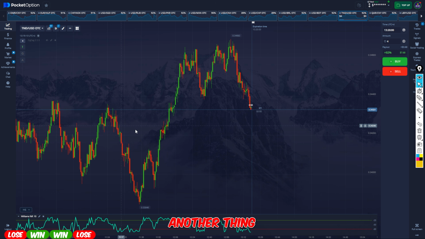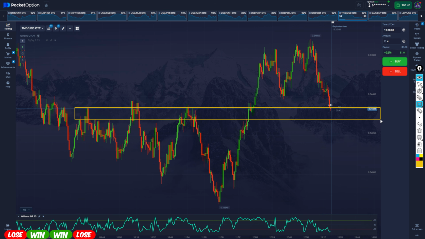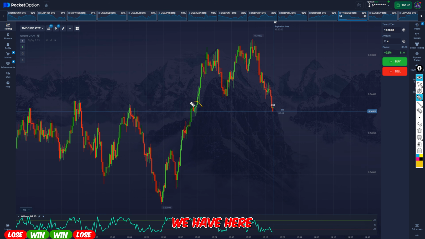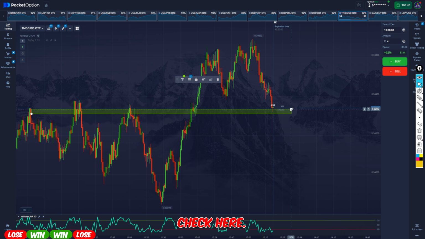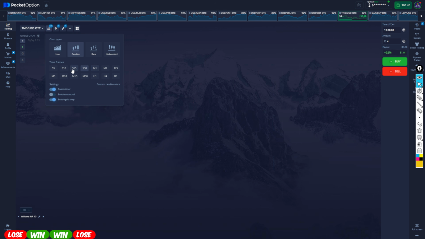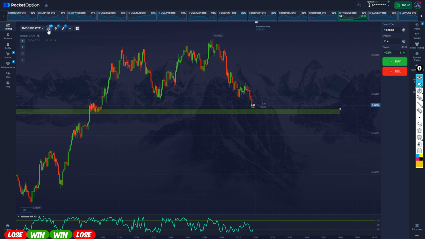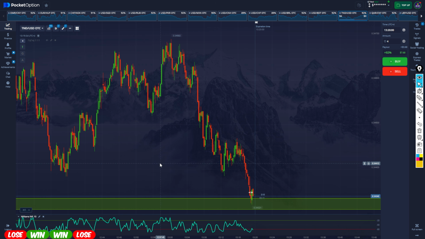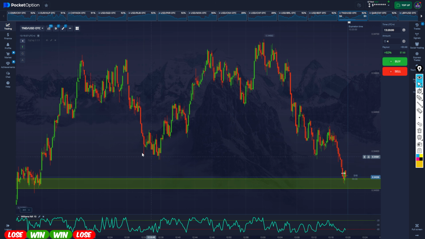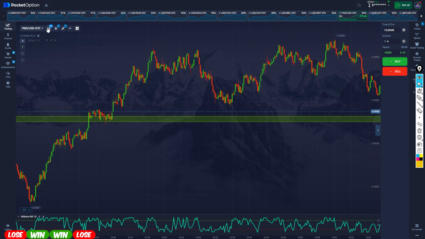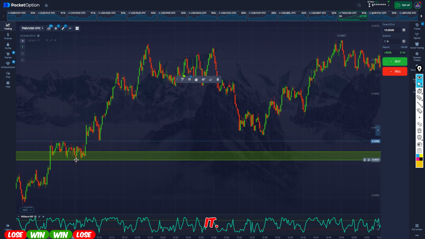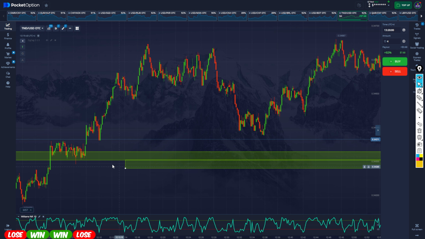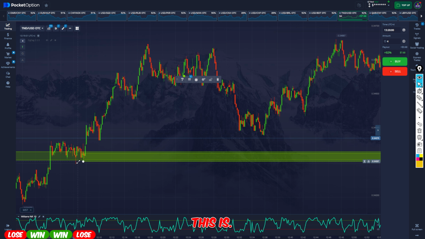Okay, another thing also, you can see this movement. So we have a decision point here. So let me check. Okay, let me check here the decision point. Where can we find this decision point? There it is. Look at this, guys.